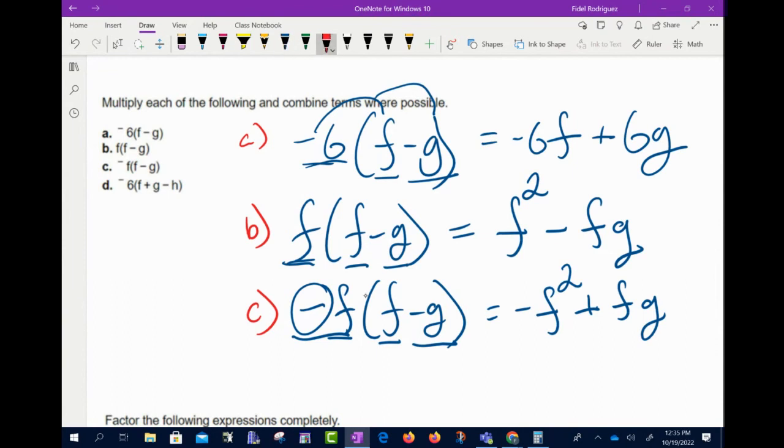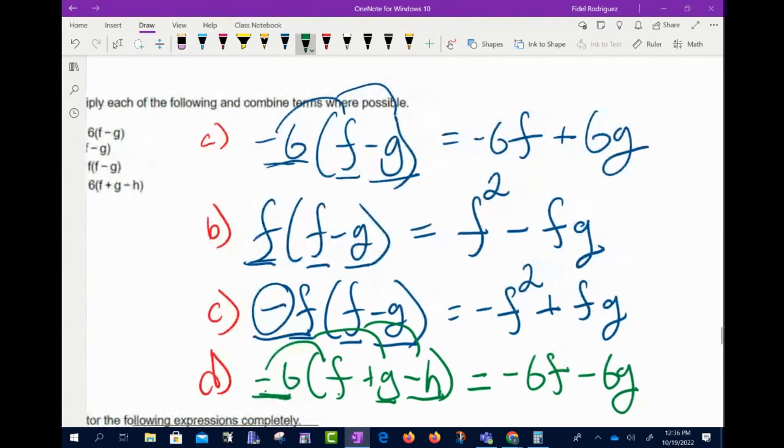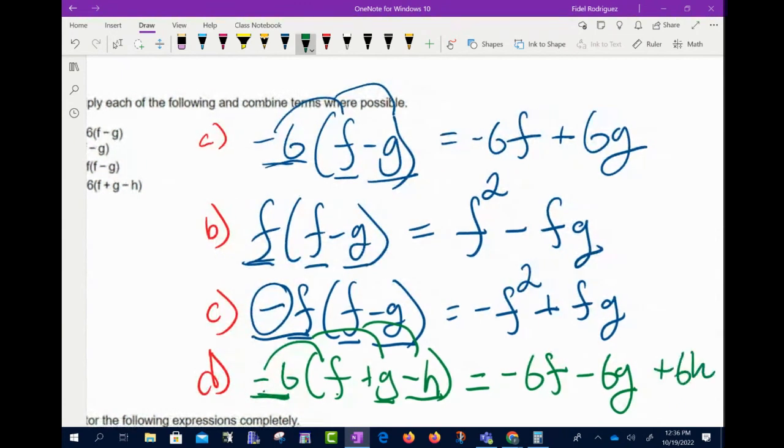And then we have one last part, part D, okay? And let's see, we have a negative 6, and then we have an f plus g minus h. Okay, so I'm going to distribute. Negative 6 times f, y'all, is a minus 6f. Negative 6 times g is a minus 6g. And a negative times another negative is going to give me a positive, and that's going to leave me with a 6 and an h. Okay.